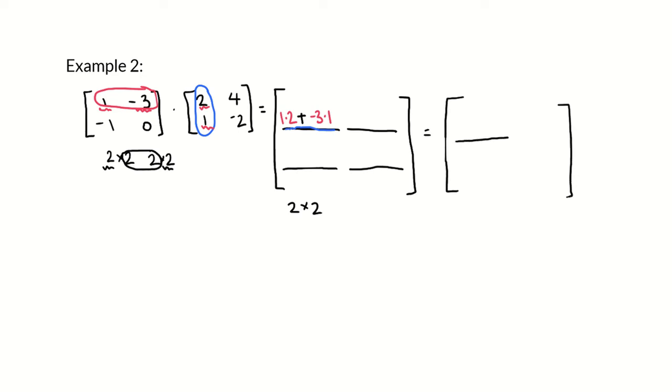I'm going to go ahead and write that here. 1 times 2 is 2, plus -3 times 1 is -3. And 2 plus -3 is -1, so the top left entry is going to be -1 in this matrix. Now we move on to the first row with the second column. So that would be 1 times 4 for the first entry of each, and -3 times -2.